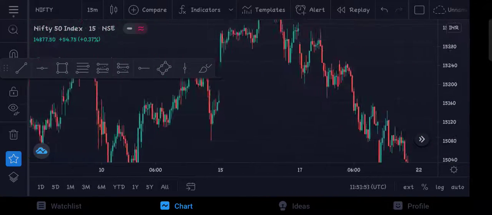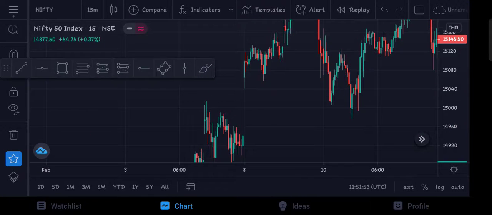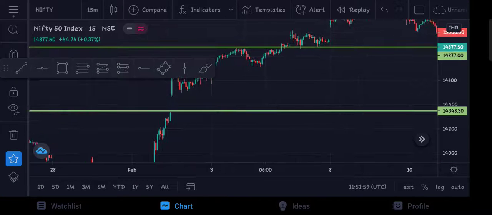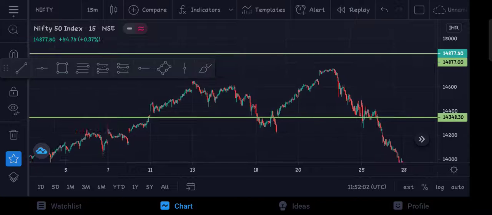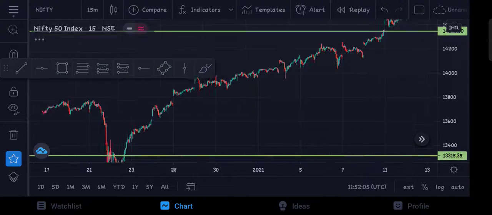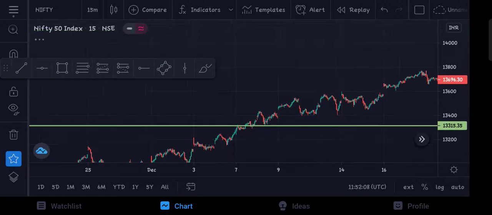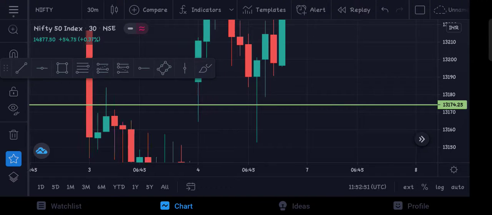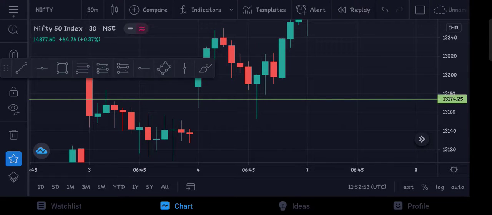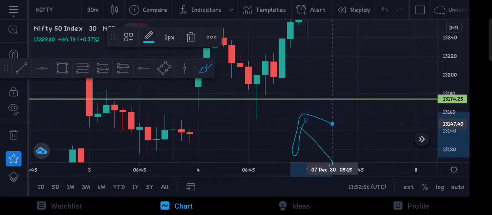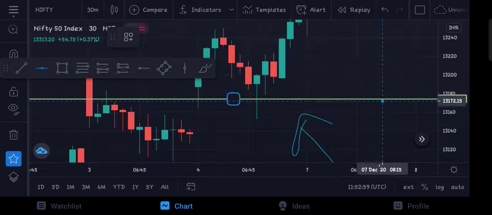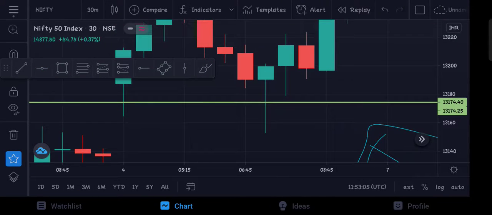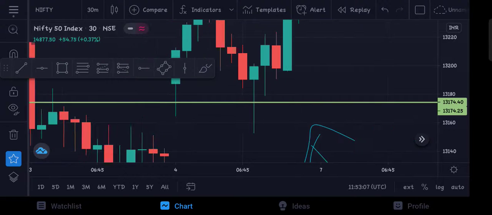Let me search for some bullish pin bar candles. Just give me a minute, guys. I will search and come back in a while. Welcome, guys. I just found a bullish pin bar candle. Can you see this candle? You can see how nicely it has formed. It has formed a bullish pin bar candle on a support level.